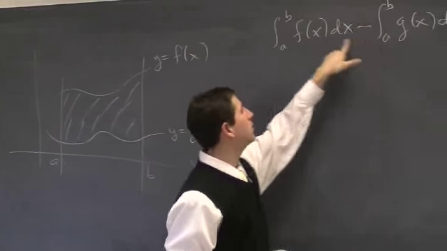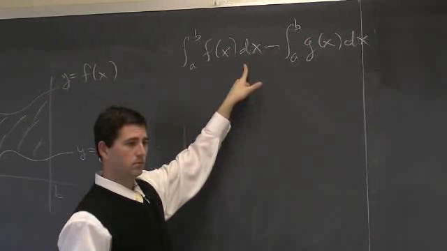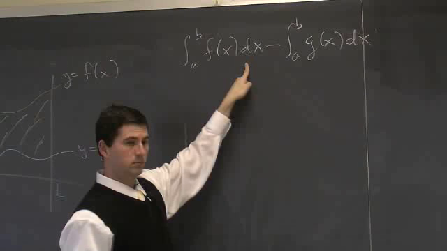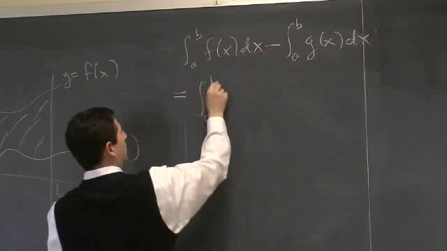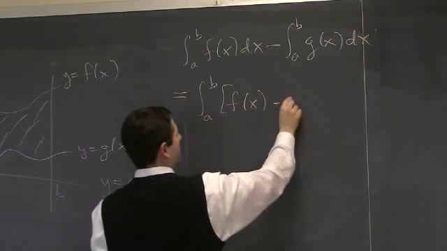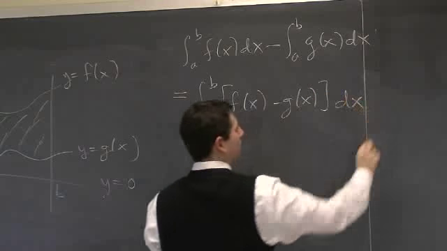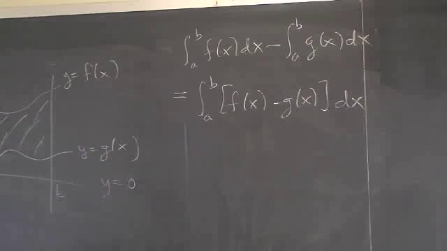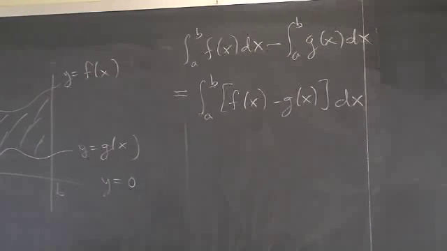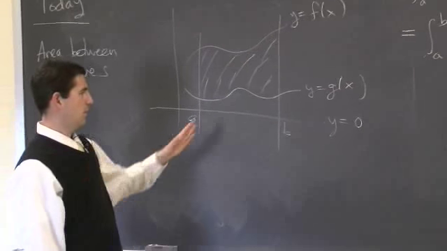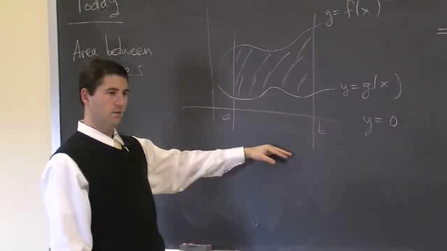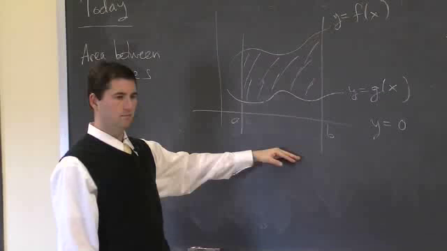And of course, what can I do with these two integrals? Make them one integral. This is just f of x minus g of x. So it's intuitively clear. Now, this seems to be working fine in this nice case where both f of x and g of x are positive, or non-negative, functions. But what's going to happen if g of x, say, is negative? Is it still going to work out right?